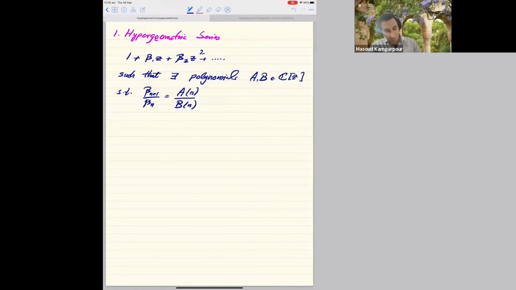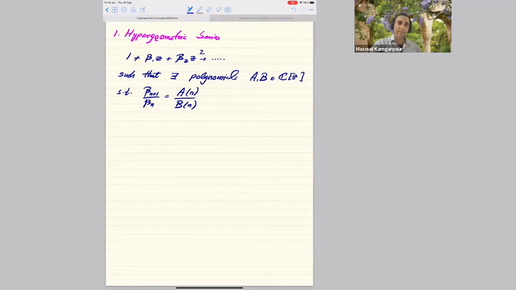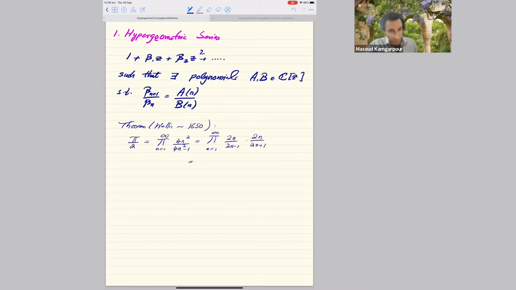And this kind of series appeared first in the work of John Wallis, a mathematician contemporary of Newton and Leibniz. So here's a beautiful theorem of Wallis from around the 1650s, I think. The theorem says that pi over 2 is the product, n equals 1 to infinity, of 4n squared divided by 4n squared minus 1, which is the same as 2n times 2n divided by (2n minus 1) times (2n plus 1), which more commonly is written like this infinite product.